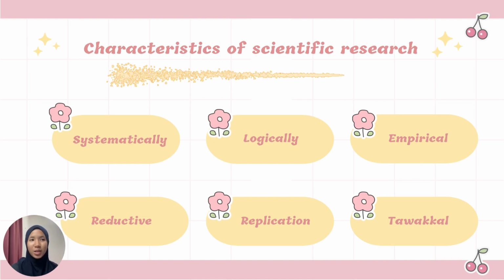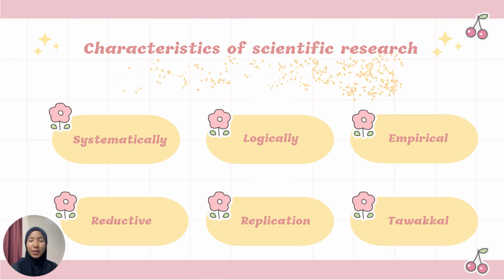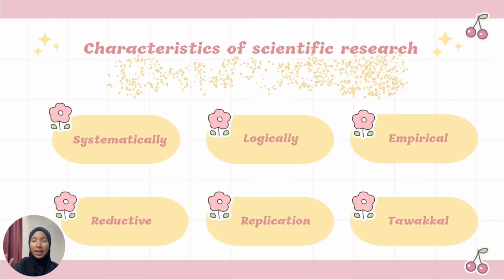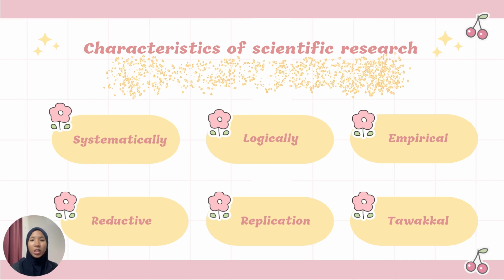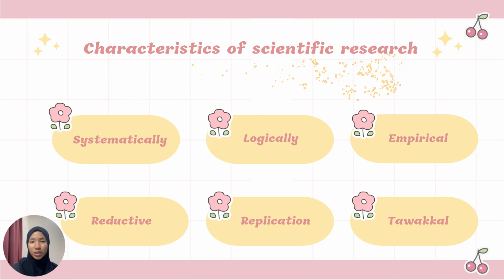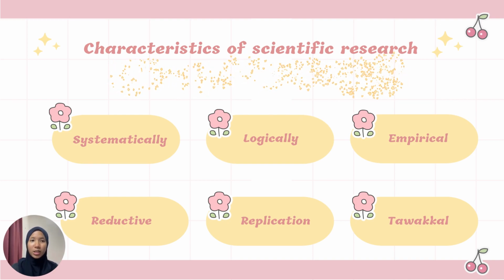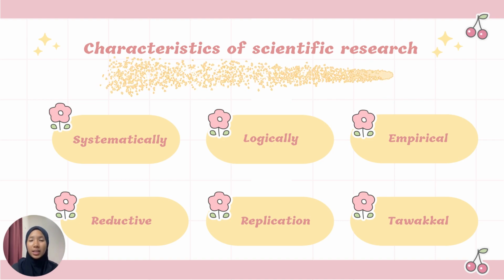So we move to the last part, which is the characteristics of scientific research. The first one is systematic. When we do research systematically, inshallah we will get strong data or strong evidence because we do it with a systematic process. And then logical, also the same as systematic, we use logical thinking to get the data or evidence or result. And then the characteristics of scientific research are empirical, reductive, replication, and also tawakal. So we need to tawakal in our research.